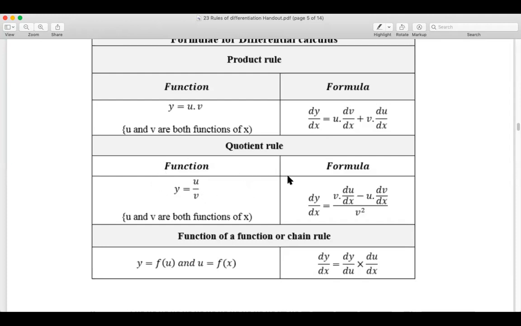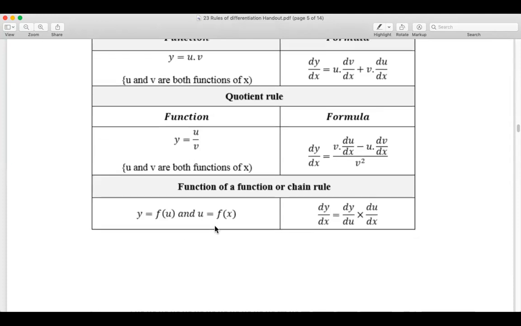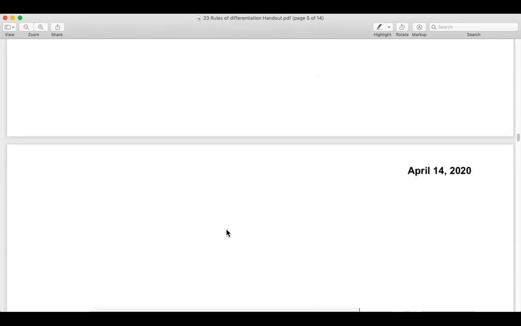We're then going to cover the quotient rule, which is where we've got one function of x divided by another function of x. And then lastly, we'll do function of a function. This is where you've got one function, and inside that function, there's another function of x. So something like the cosine of x squared would be a function of a function. We're going to work on examples of each of those.